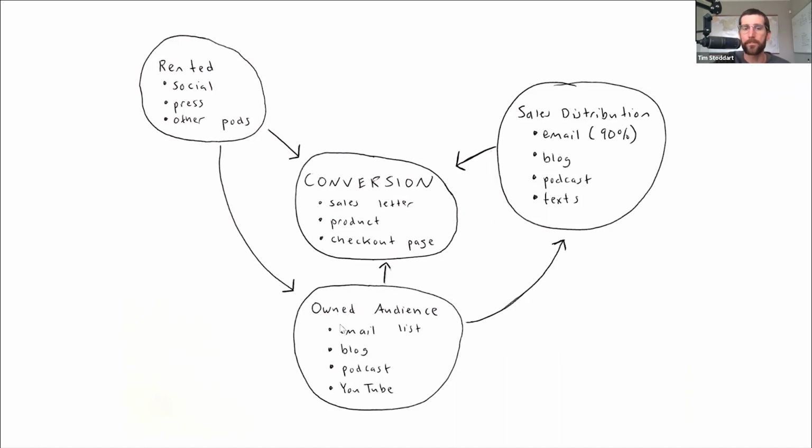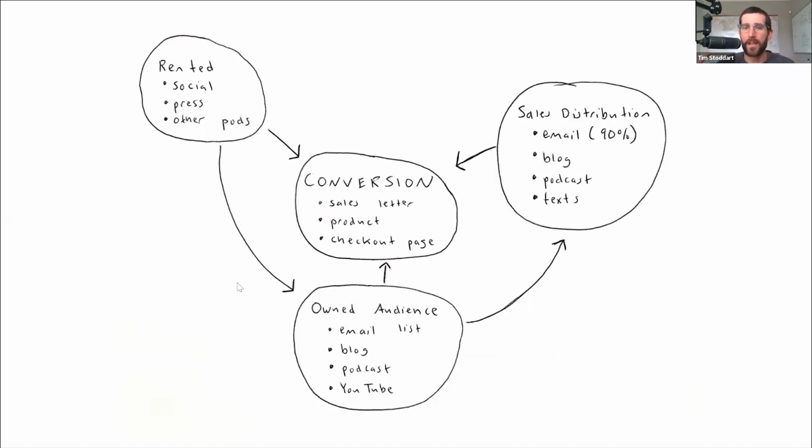Okay, and so moving on. Let's say you're creating content on your owned audience, right? Which is maybe you're writing a blog post, maybe you're publishing a podcast. Well, that attention can also be driven directly to your sales letter, or it can be driven to your owned sales distribution, which again is an email list, is a blog, is a podcast, it's text messages. So you see how there's a lot of overlap here and a lot of nuance. And then of course your sales distribution can send attention and traffic directly to your sales letter.